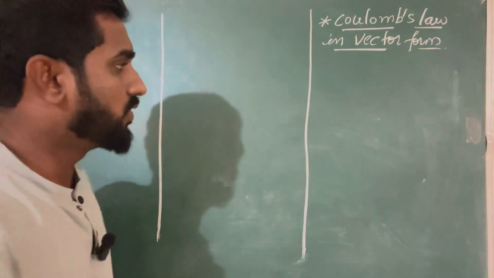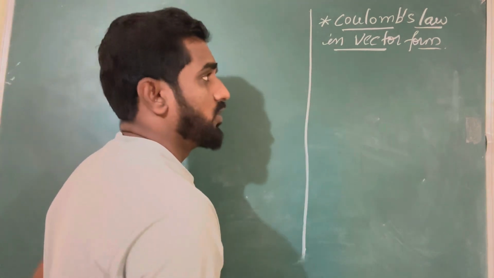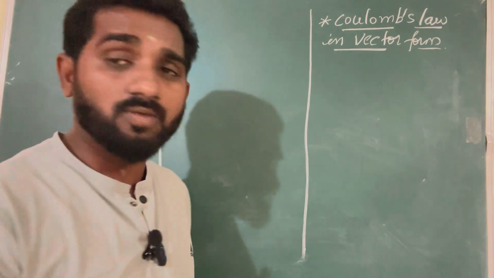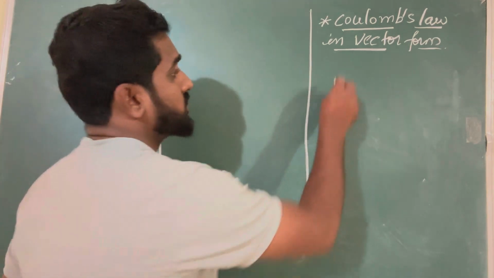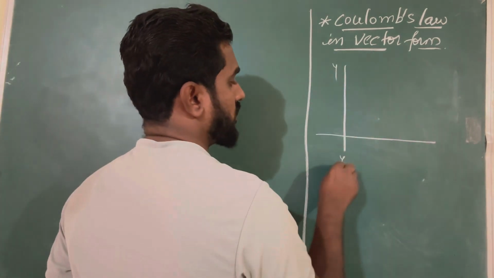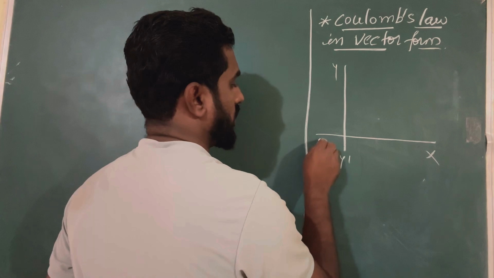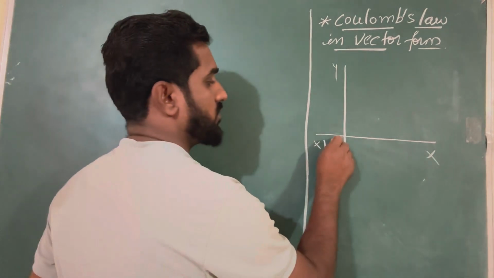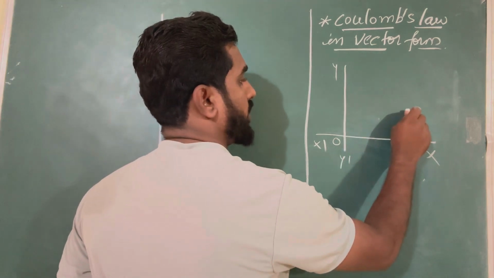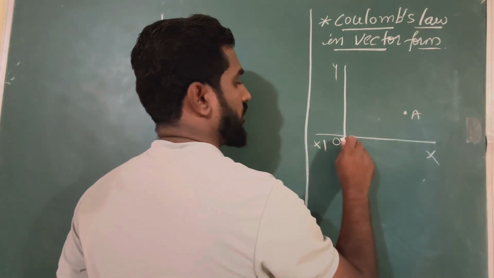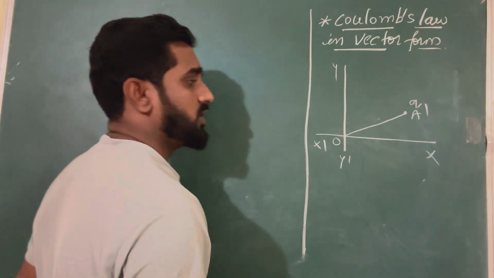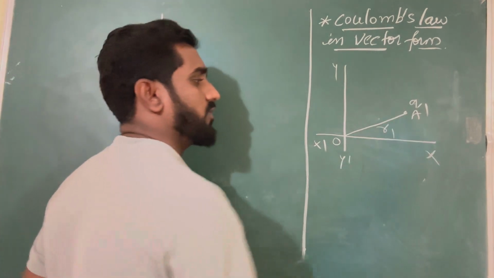Okay, so to show that the Coulomb law in vector form, to write the Coulomb law in vector form, let us consider the xy plane. So this is the y axis and this is the x axis. This is my origin. From the origin, consider a point A where charge q1 is present at a distance r1.